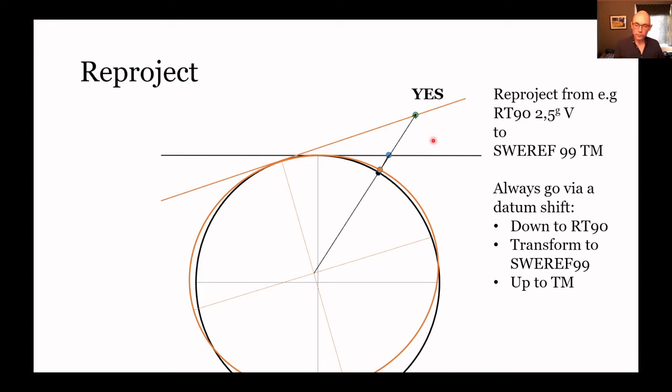So we've gone from the piece of paper down to the Earth, switched our model of the Earth, and then gone back up again to a new piece of paper. That's reprojecting. And that's something you need to be aware of if you find your old data in a cupboard somewhere, or on a computer, in this old coordinate system. These steps need to be done.